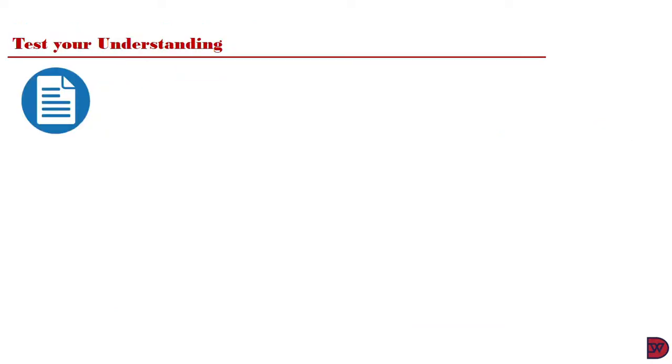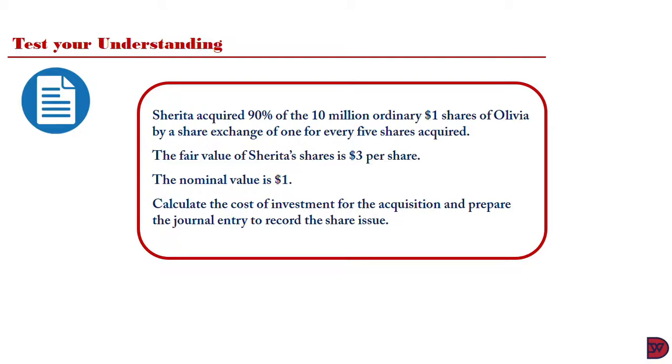Let's test our understanding. Sherita acquired 90% of the 10 million ordinary shares of $1 of Olivia by a share exchange of 1 for every 5 shares acquired. You see that there is a $1 quoted by the ordinary share, that is the nominal value. The fair value of Sherita's shares is $3 per share. The nominal value is $1. Let's calculate the cost of investment for the acquisition and prepare the journal entry to record the share issue.